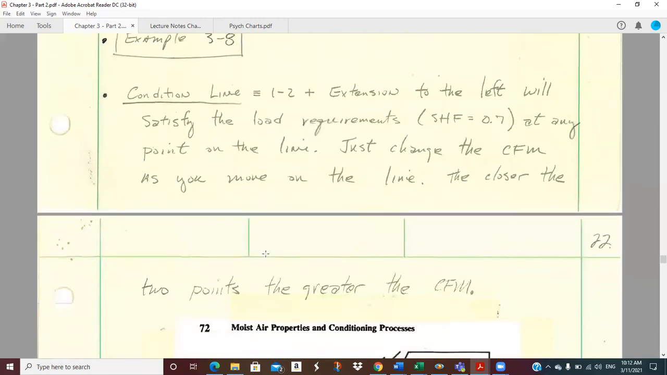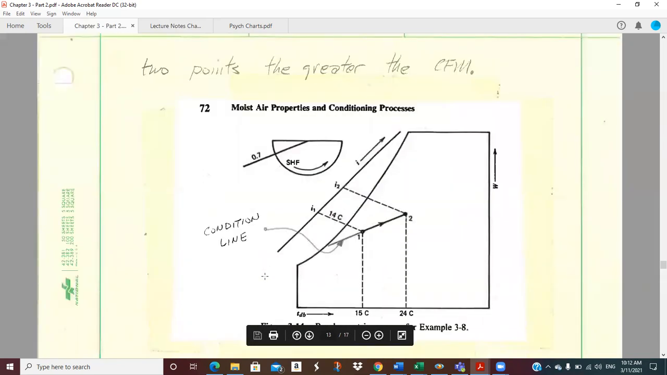So let's go ahead. We need to define what we call a condition line. It typically will run between points 1 to 2, and extension to the left will satisfy load requirements for a particular sensible heat factor at any point on the line. Just change the CFM as you move on the line. The closer the two points, the greater the CFM. Okay, so here, and I know that's not very clear, let's take a look at this and I'll explain it to you.